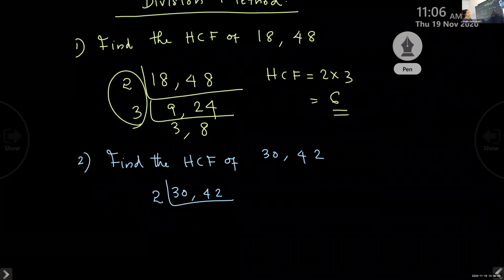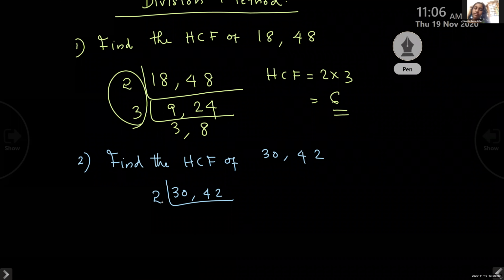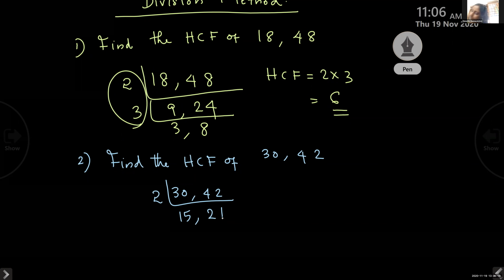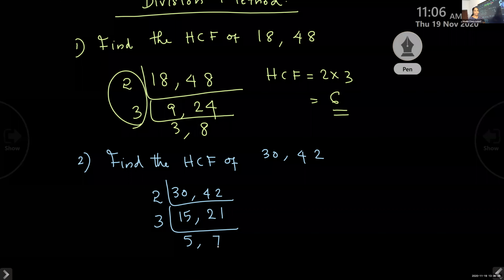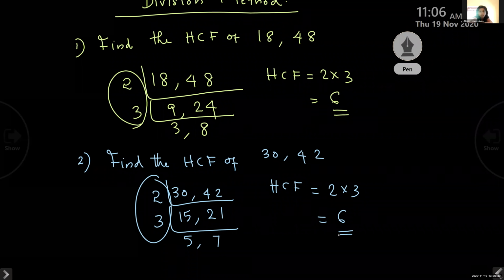30 half, tell me how much? Ma'am, 15. 15. And 42 half is 21. Again, now with 2 it is not possible, but both are multiples of 3. So now 5 and 7. Now we will stop here because 5 and 7 have no other common factors. Clear, children? So what is the HCF here? 6. HCF is 2 into 3 equal to 6.